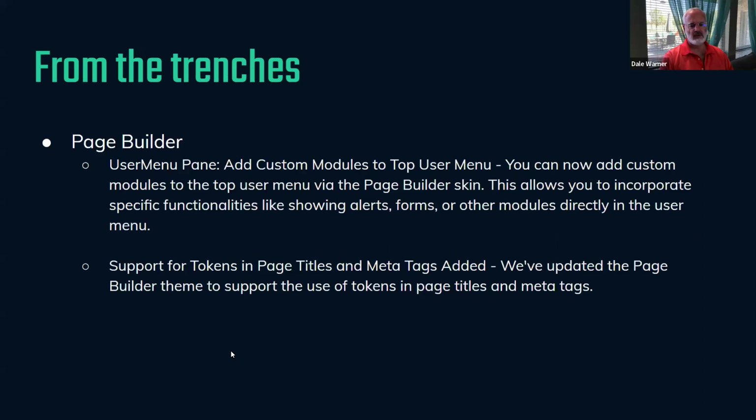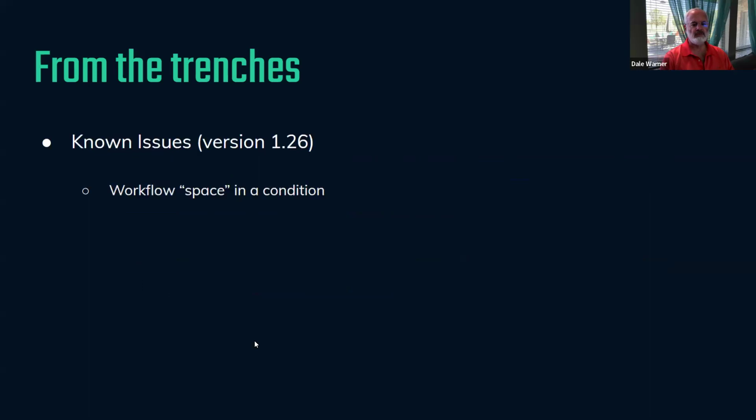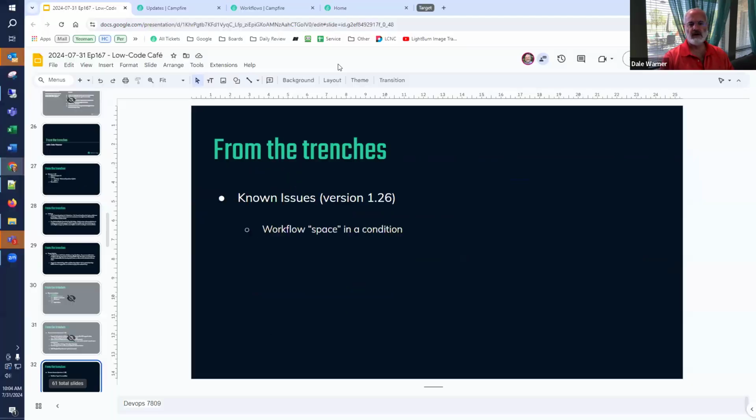And then we've also changed the themes so that page titles and meta tags can all use tokens. Previously that was available if you edited the theme. Now we just ship it with this enabled. So that's a good move. And then we have this known issue, a workflow space in a condition. So let's touch on those couple of things.